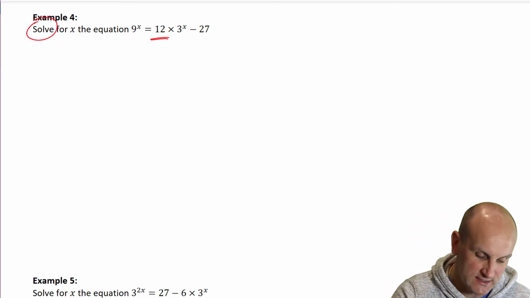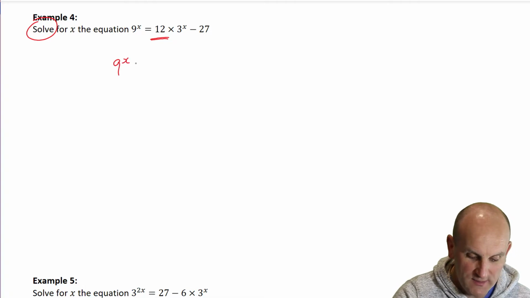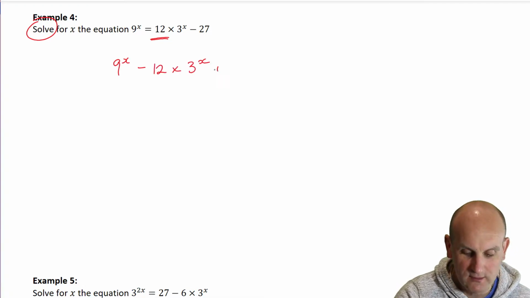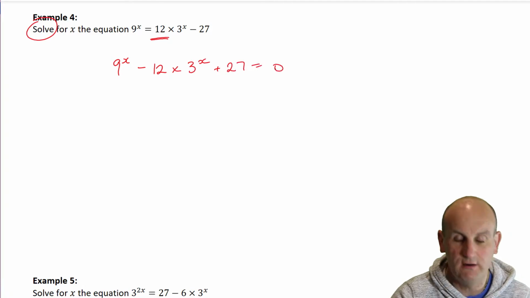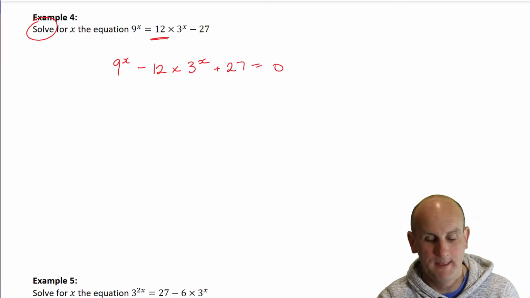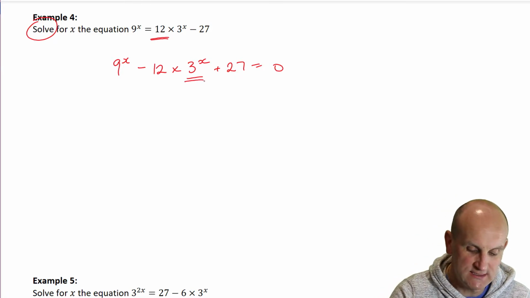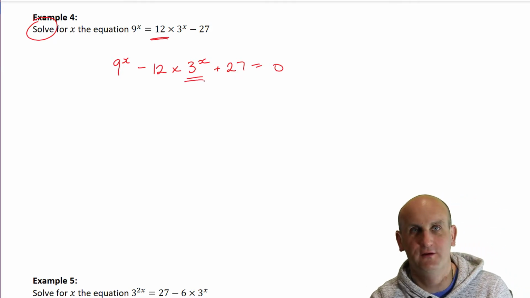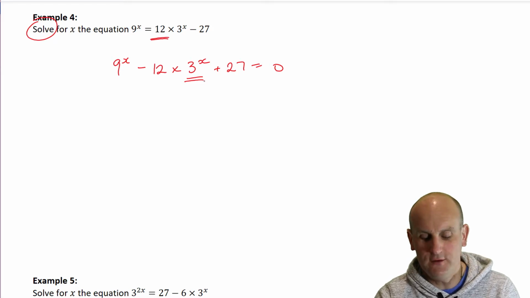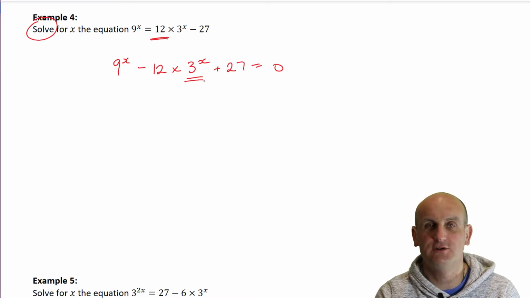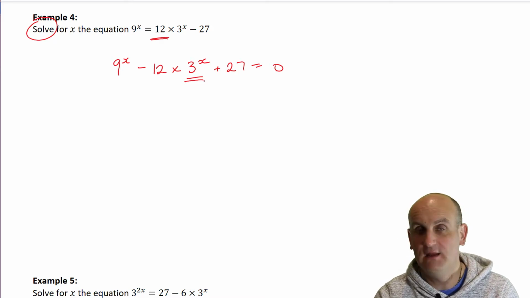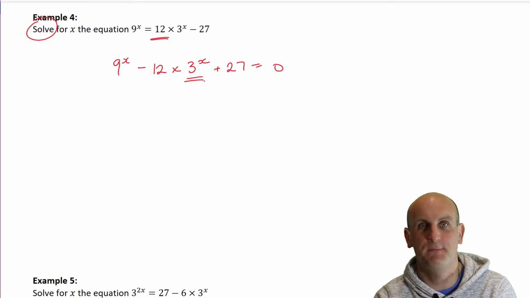So what I'm going to do is say that becomes 9 to the power of x minus 12 times 3 to the power of x plus 27 equals 0. And you're going to say, well, that hasn't made it any clearer, but it will. The next hint for these questions is this 3 to the power of x. What it's saying to you is, if you see any other powers, try and change them so they have a base number of 3. If it was 4 to the power of x, try and change it to a base of 4.